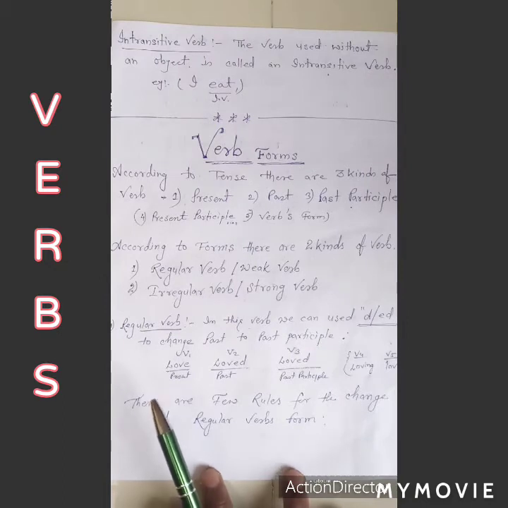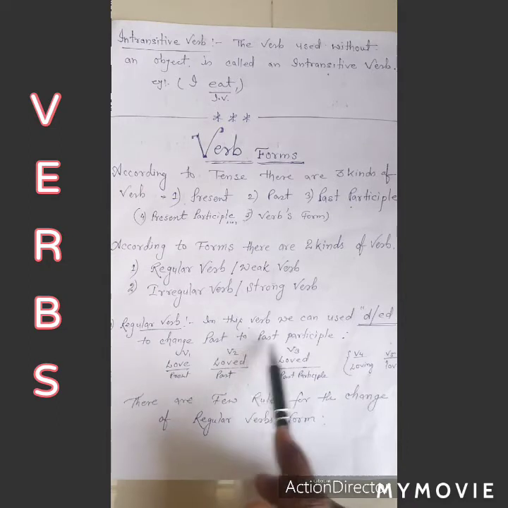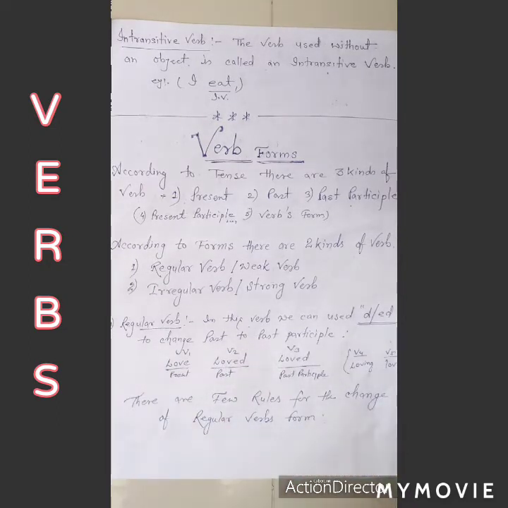In these verbs we can use d or ed to change the present to the past and past participle. This is a very simple rule. When we add just d or ed to change the form, that is called a regular verb. But in irregular verbs we can't change the forms just by using d or ed. That's why they are called irregular verbs.